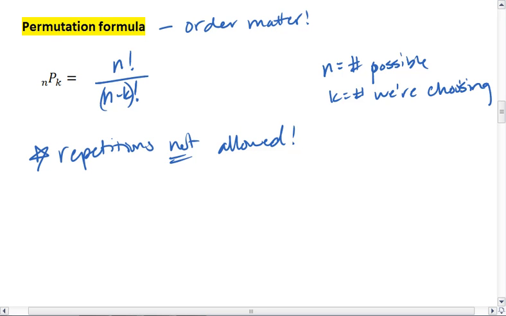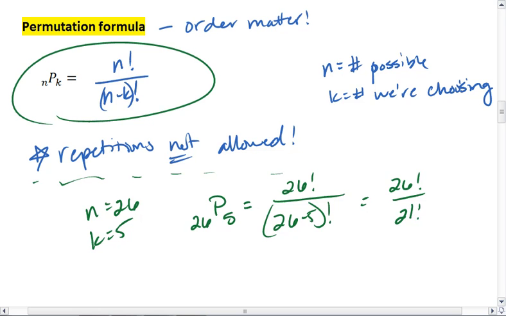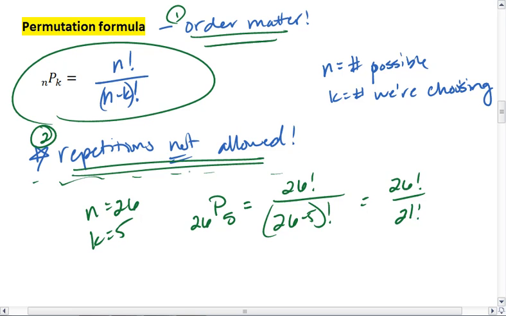So for the example above, with our 5-letter combination code, n was 26 because we had 26 letters to choose from, but k was 5 because we were only choosing 5 of them. So we could figure that out by saying that we have 26 p 5, which is 26 factorial over 26 minus 5 factorial, or 26 factorial over 21 factorial, which again we already know is about 7.9 million. But this is the formula. The conditions you must have is that order matters and that repetitions are not allowed.